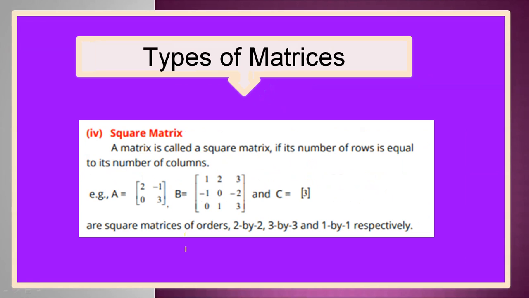Square. If you are making the rectangular, then why not make the square? The reverse of it: the number of rows should be equal to the number of columns. So you can make or design your square matrix. Is it possible easily? If I have two rows, I have two columns, a proper square is formed. That's why it's called the square matrix.